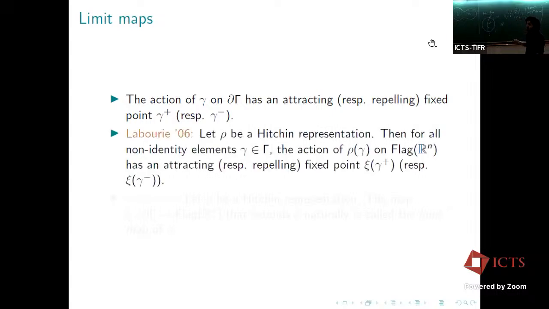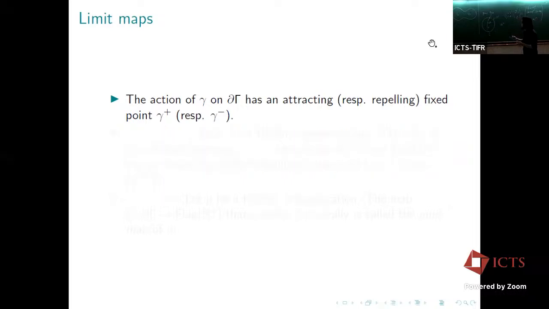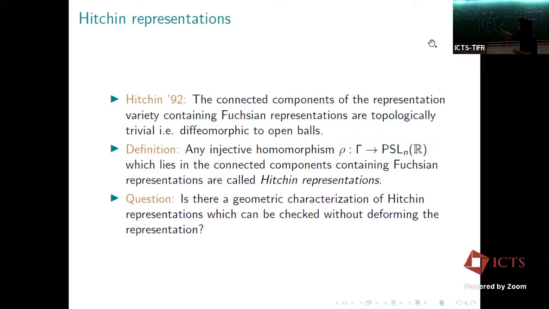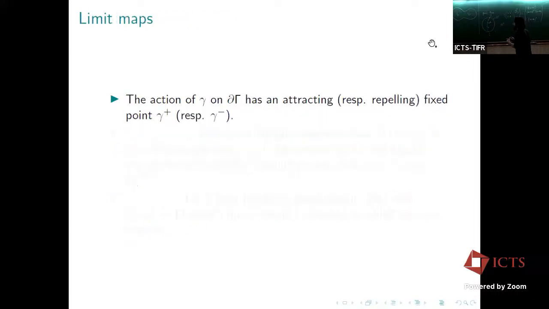Now, sorry, gamma is an element of capital gamma, which was introduced in the previous slide. The element small gamma is inside capital gamma. This is a surface group. Any non-trivial element, sorry, any non-trivial element of, correct.